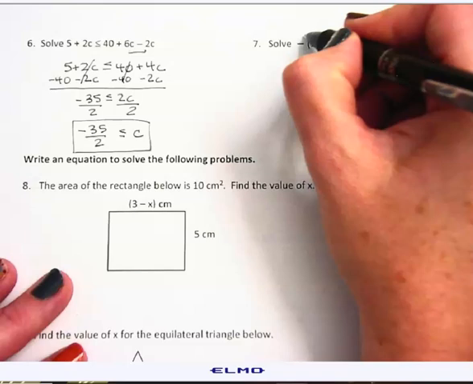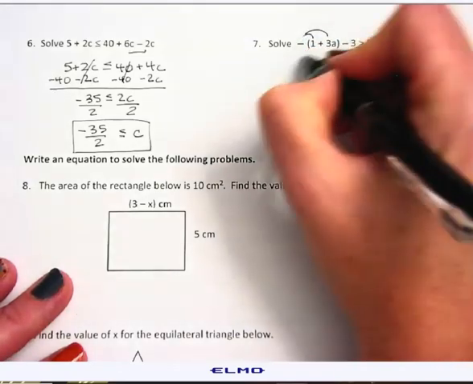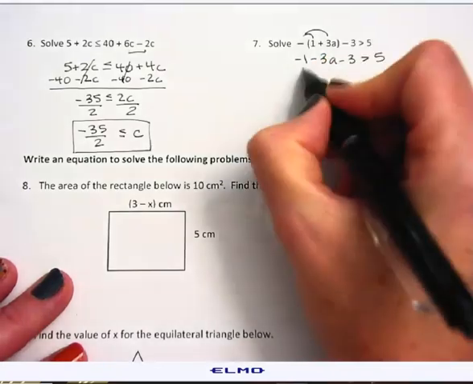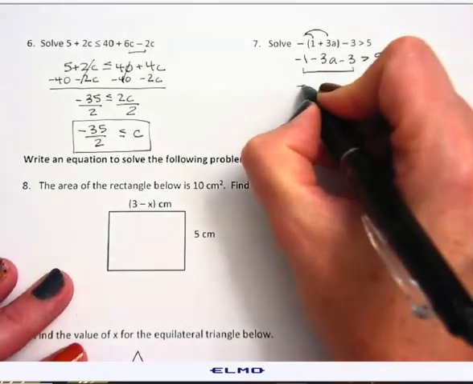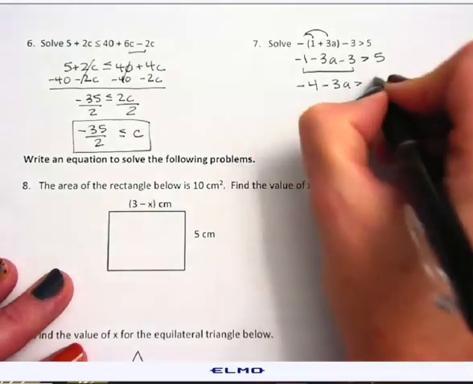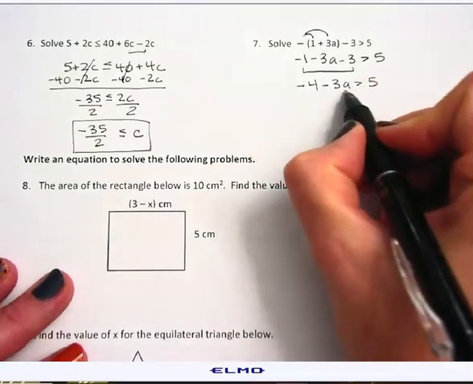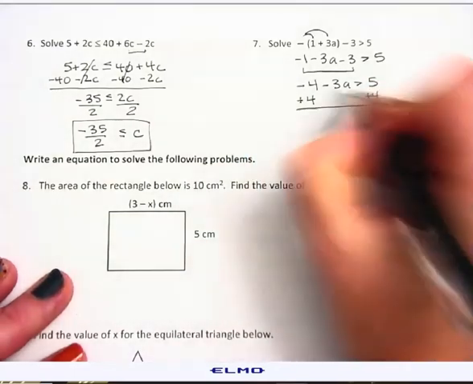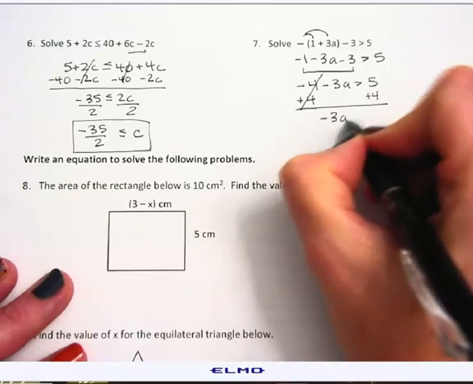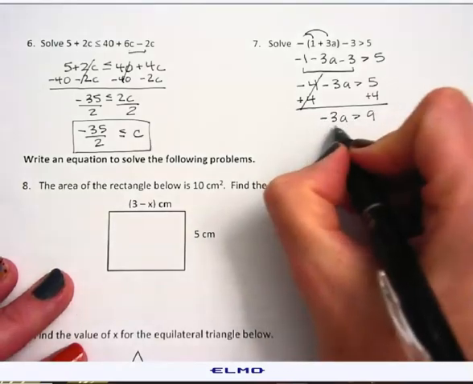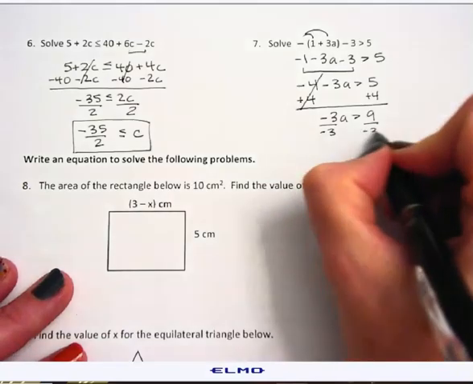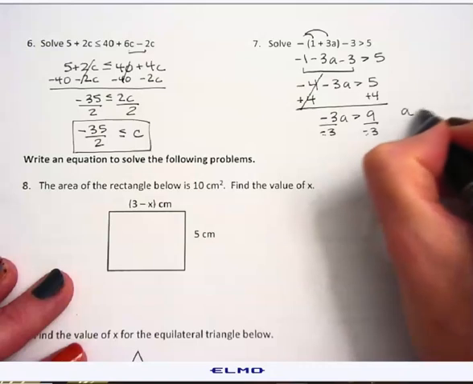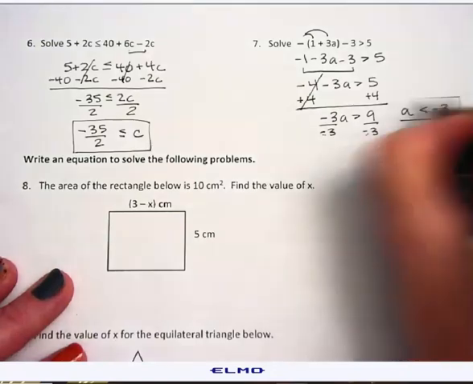For number 7, I start by distributing this negative. Combine like terms, negative 1 and negative 3 is negative 4. I have one variable on the left, I'm going to leave it there, so I'm going to take the number on the left and move it to the right by adding it. Now I'm going to divide by negative 3, and because I'm dividing by a number that's negative, I'm going to flip the sign. So a is less than negative 3.